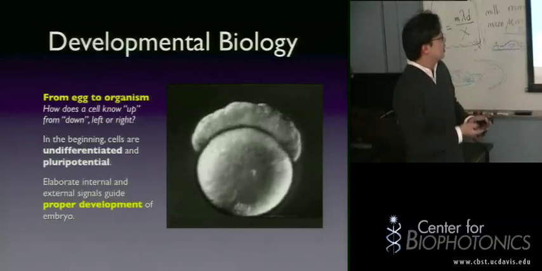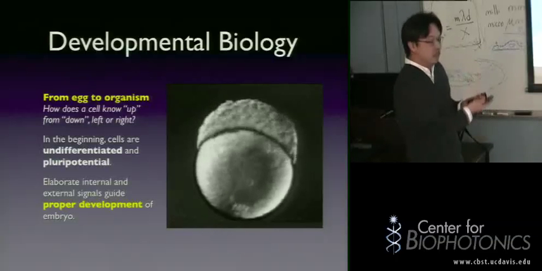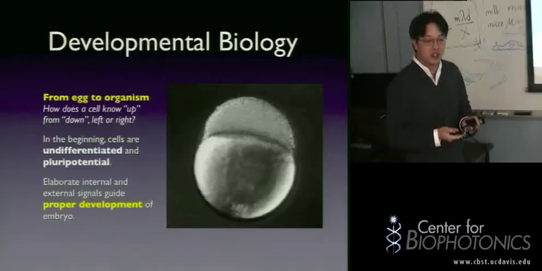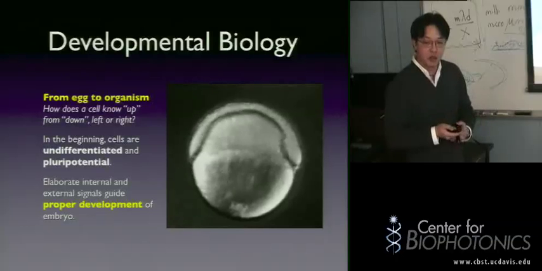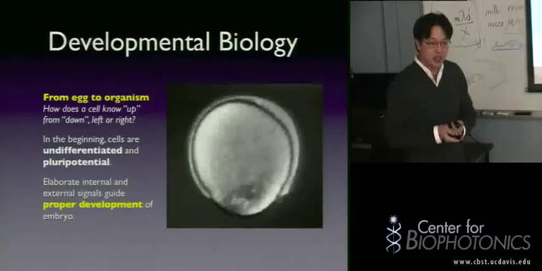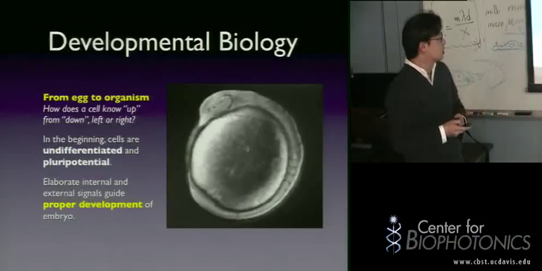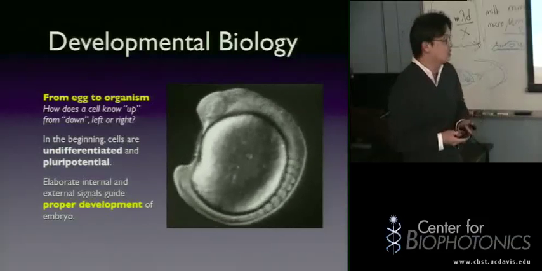So clearly, in the beginning, the cells are undifferentiated. They're called pluripotential because there's a number of different fates that cell could have. But what are the factors that determine which way it goes becomes a big question. So clearly, elaborate signals, both internal and external, guide the proper development of the embryo.